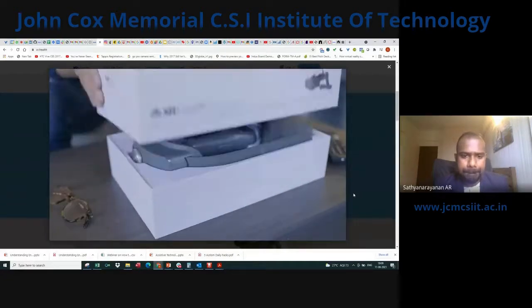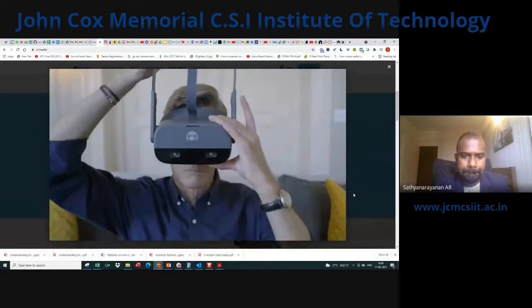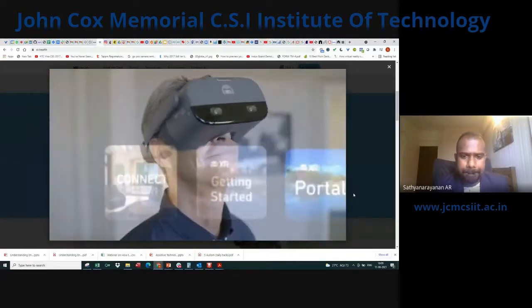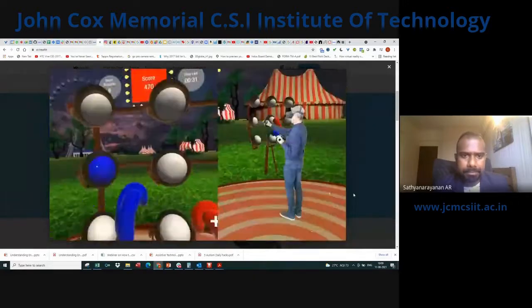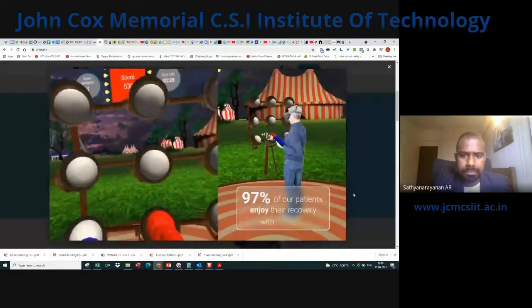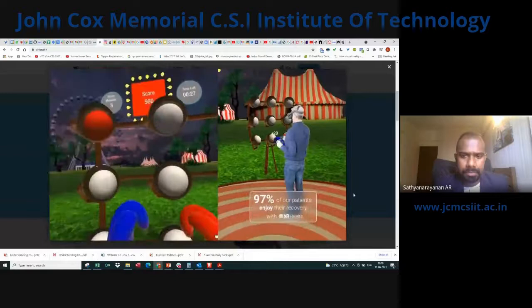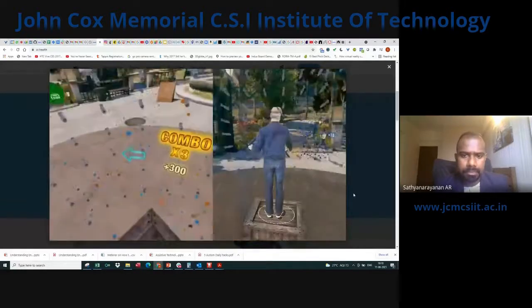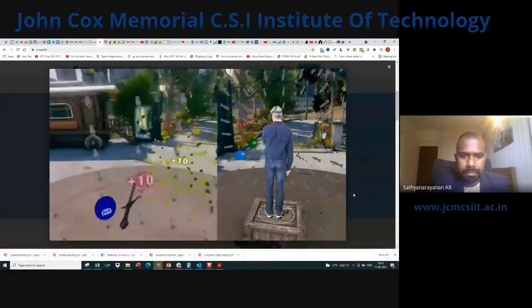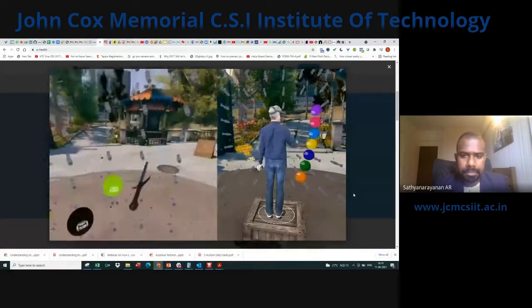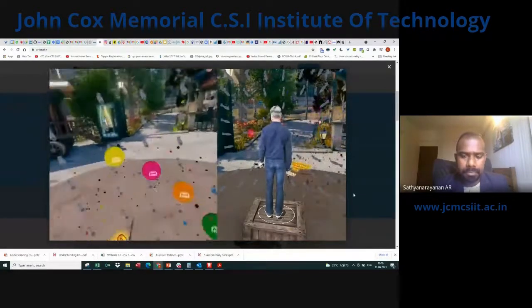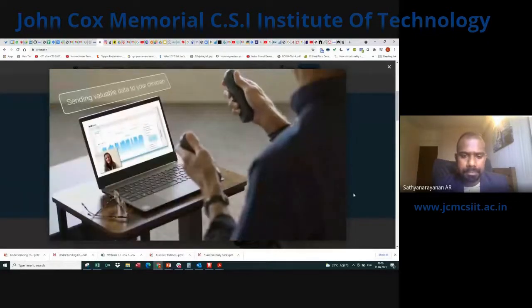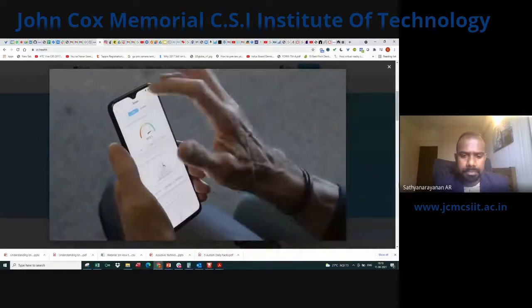Your recovery will use a state-of-the-art virtual reality system, which will be sent right to your door. Welcome to the future of healthcare. Thanks to VR, 97% of our patients enjoy their recovery with XR Health, but more importantly, report a faster recovery than traditional treatments. We use virtual reality to guide your recovery in a simple and practical way, keeping your treatment fun while at the same time sending valuable data to your clinician. You can even track your progress on our dashboard.